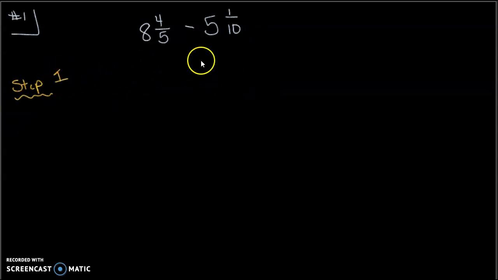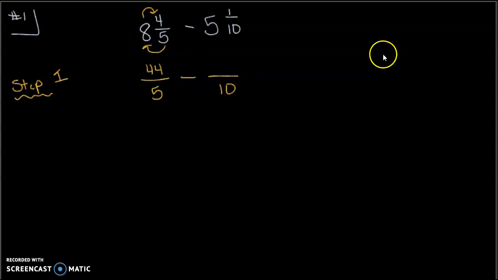we're going to turn these into improper fractions. Okay, so let's go ahead and just do that. 5, and this is going to be a denominator of 10. So we do 5 times 8 plus 4. 5 times 8 is 40, plus 4 more is 44. And then we have 10 times 5, which is 50, plus 1 more, which is 51. So that's step 1, putting them into improper fractions.